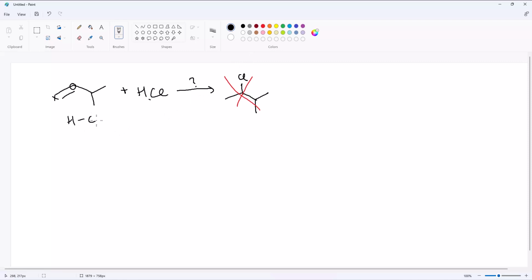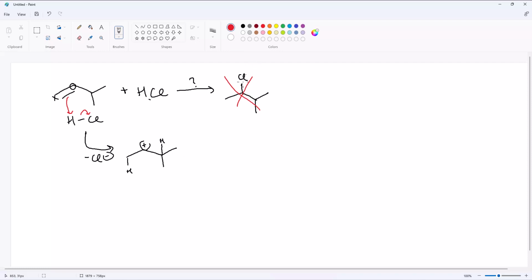So if we examine the mechanism, we're going to have protonation of the alkene by HCl. So we're going to grab that proton, push out Cl minus. That carbocation will form where it's more stable. We've added an H here. And if we were to just have Cl rebound and attack this carbocation, this is where we would get our secondary alkyl chloride. However, if we notice, we have a hydride right here.